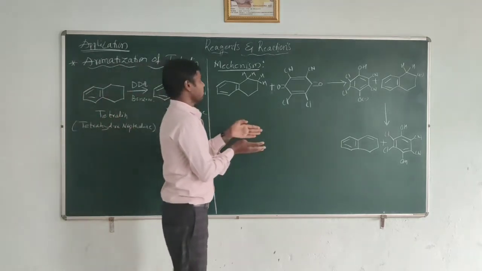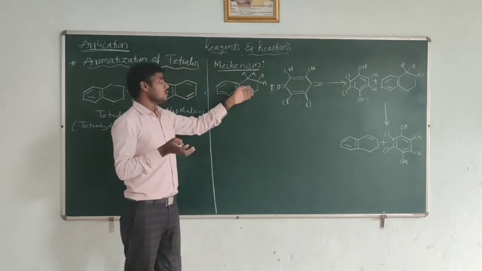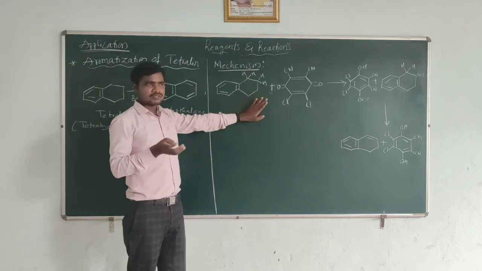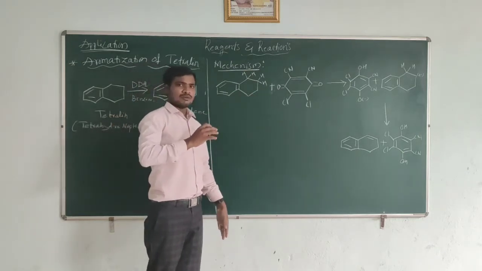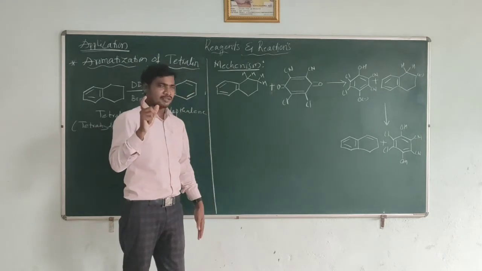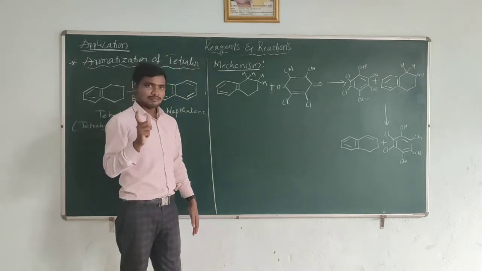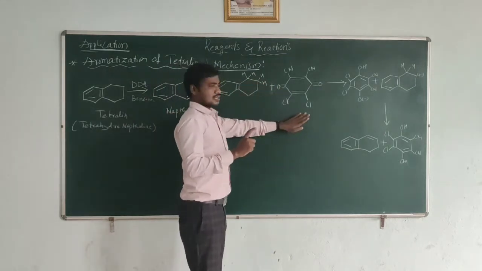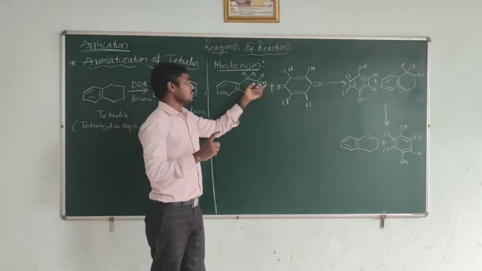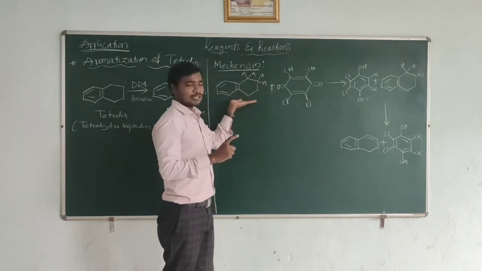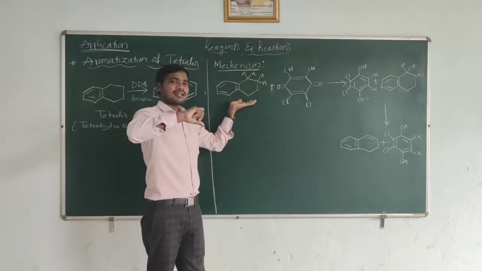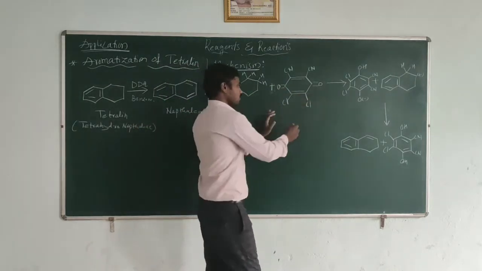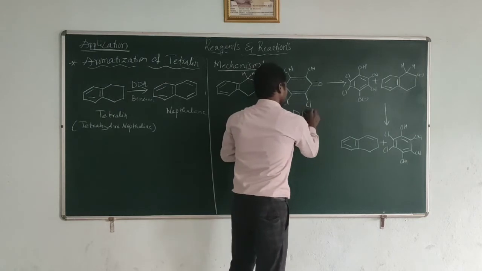In two steps we are going to study the mechanism of dehydrogenation. Already we discussed the mechanism of dehydrogenation by taking cyclohexadiene as the molecule. Yes. So in the dehydrogenation process, hydride ion transfer takes place from the reactant molecule into DDQ. So this is the DDQ.